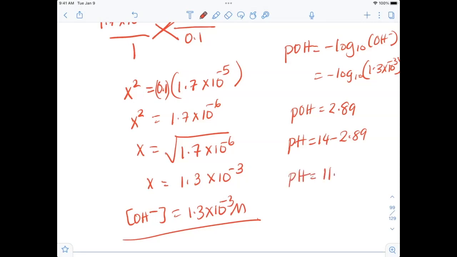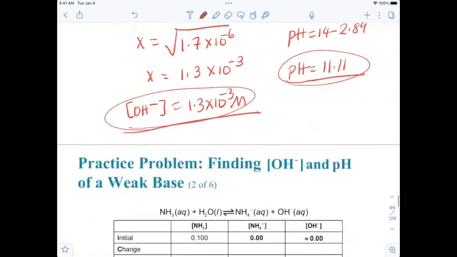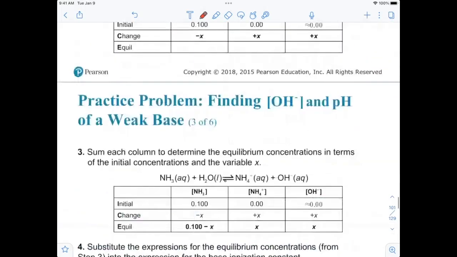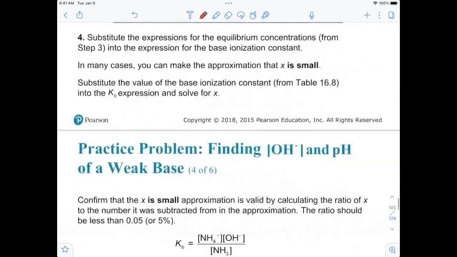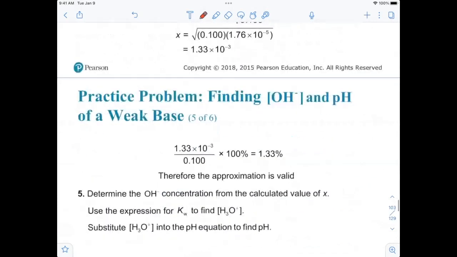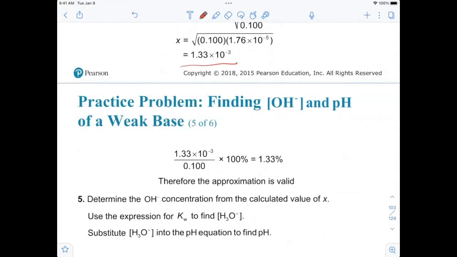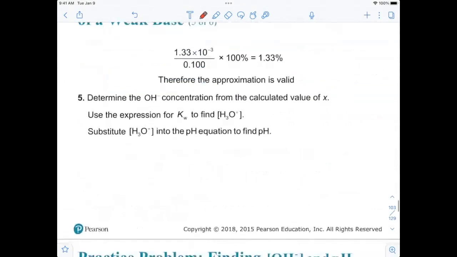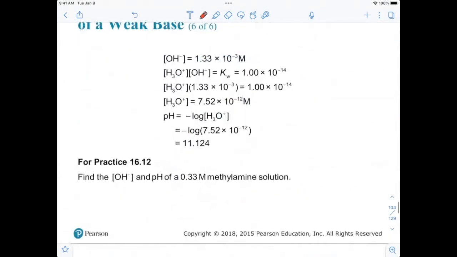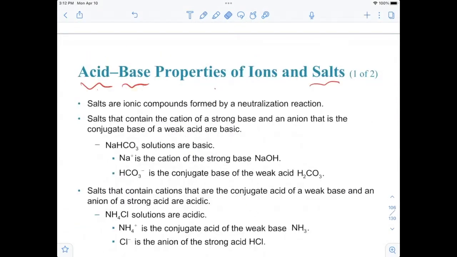pH equals 14 minus 2.89. pH is equal to 11.11, right? So these are what I'm getting from my answers. Let's see what they got. Oh, 1.3 times 10 to the power negative 3. Kept going, 11.11.